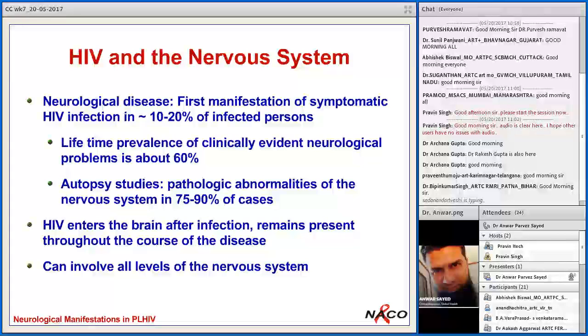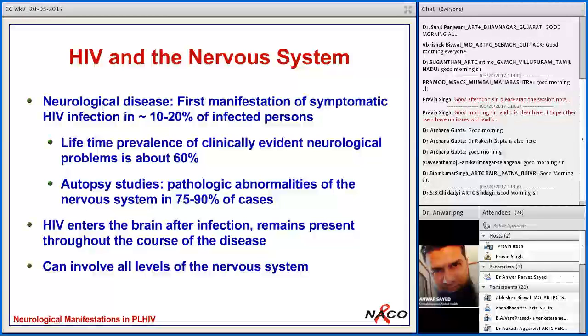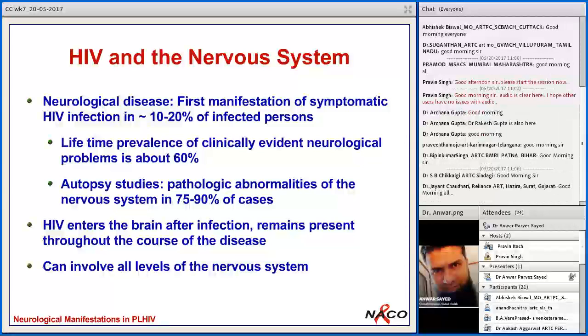this will manifest as the first manifestation or symptom of HIV. And if you see the data mentioned in this slide, most of the time these infections are not diagnosed, and after autopsy is done, there will be 75 to 90% of the cases where abnormalities will be demonstrated. Only in 60% of the cases will you see the lifetime prevalence of clinically evident neurological problems.